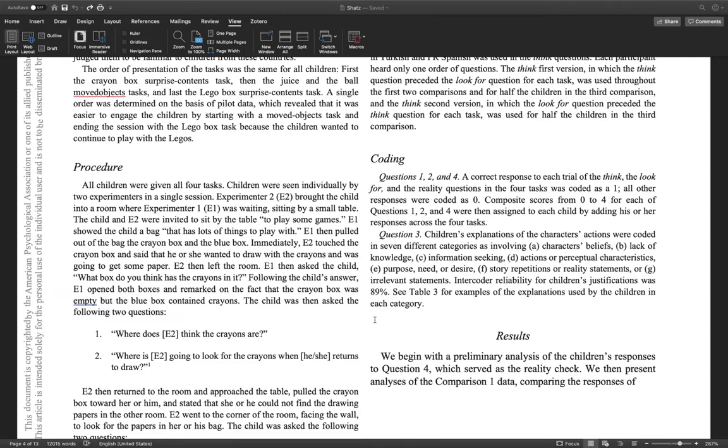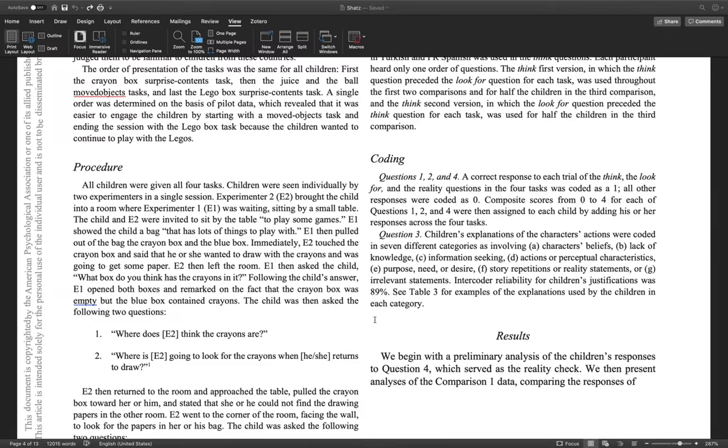E1 then asked the child, "What box do you think has the crayons in it?" Following the child's answer, E1 opened both boxes and remarked on the fact that the crayon box was empty, but the blue box contained the crayons. The child was then asked the following 2 questions. Where does E2 think the crayons are? Where is E2 going to look for the crayons when he or she returns to draw?